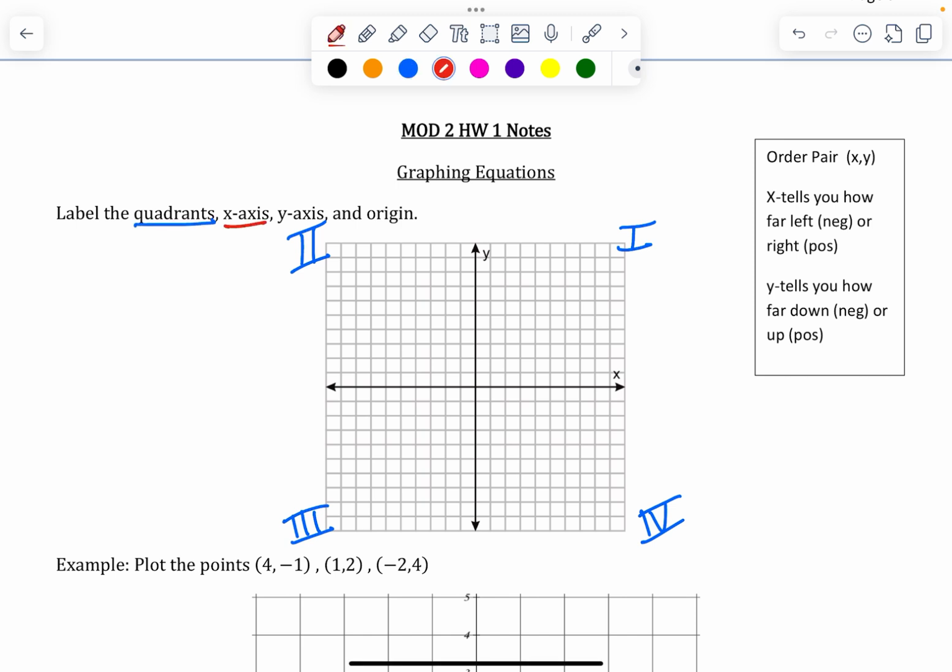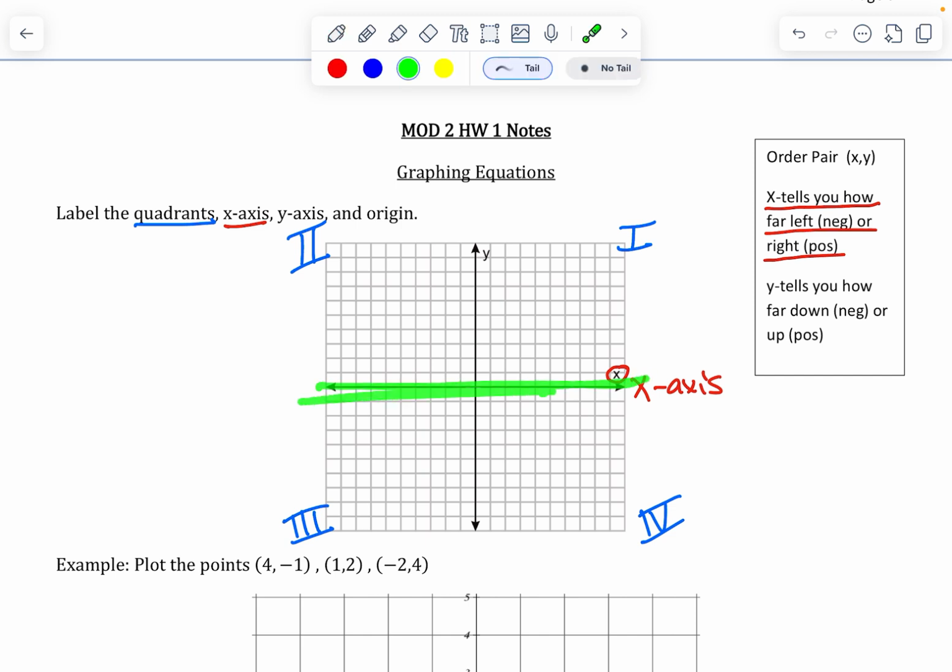Then we're going to look at the x-axis, which you'll see this little x here. That tells us the x-axis, and you'll see x tells you how far left or right you're going to go. So the x-axis always runs horizontal, left and right.